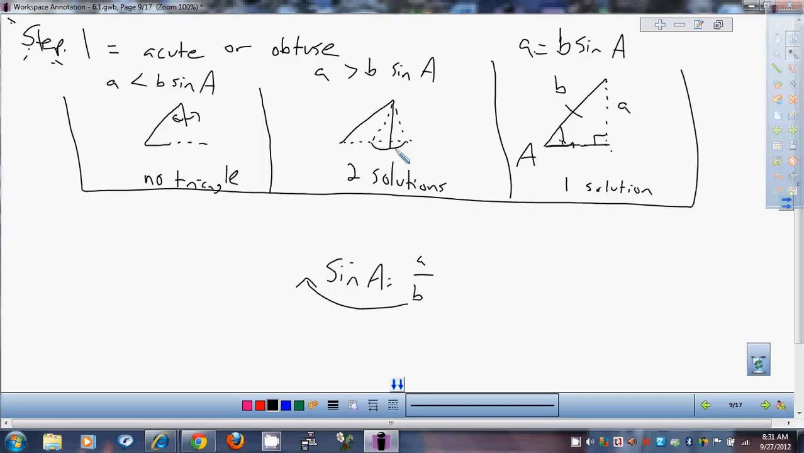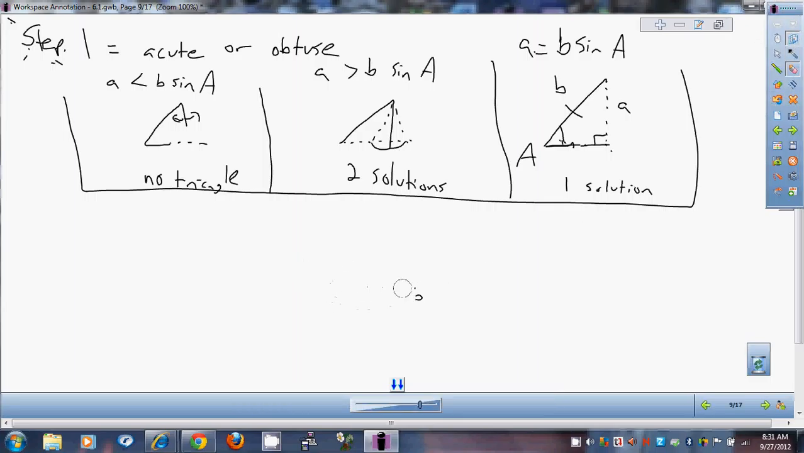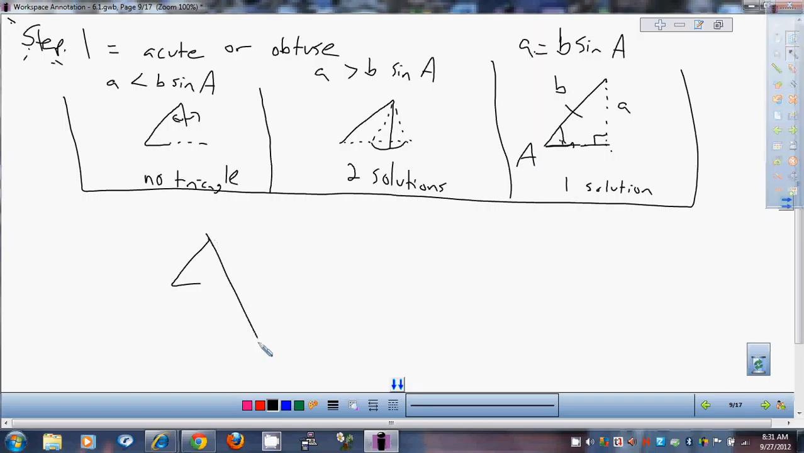Now, let's think outside the box here for a second. There's one more possibility here. What if side A is freakishly long? Like, yeah, you could swing it way over here and make that big long triangle, but could you swing it back here and still connect with this base?